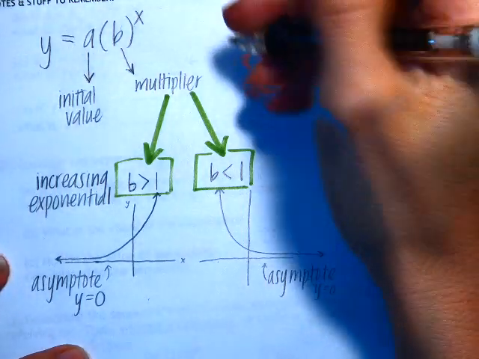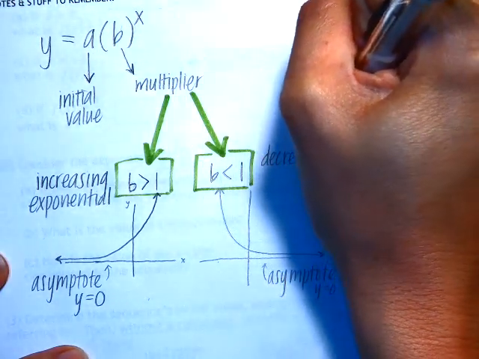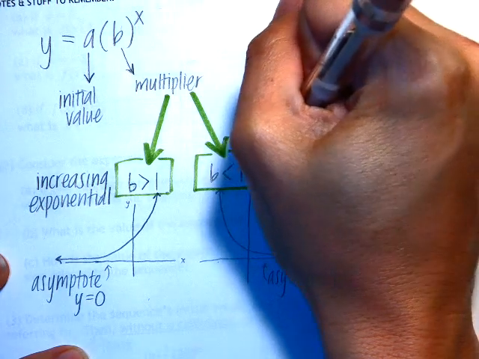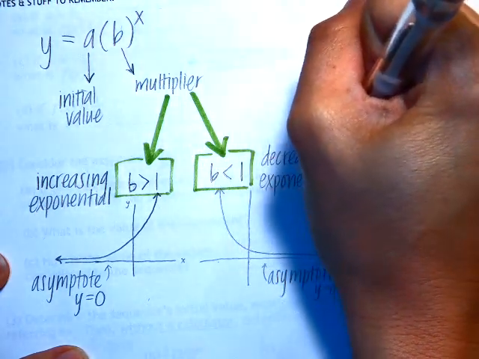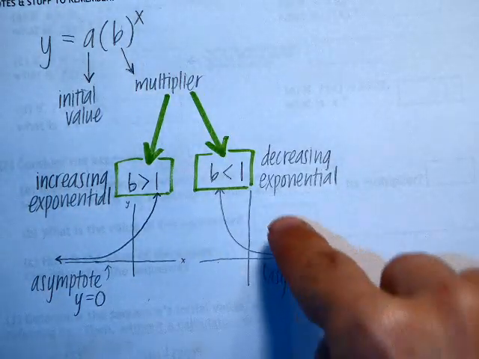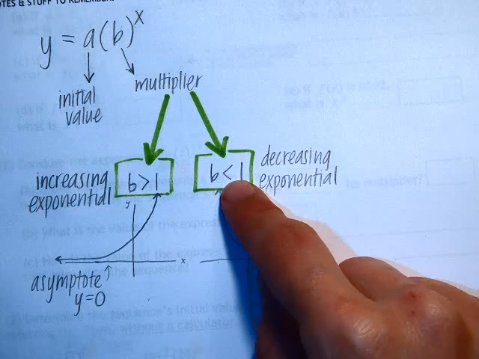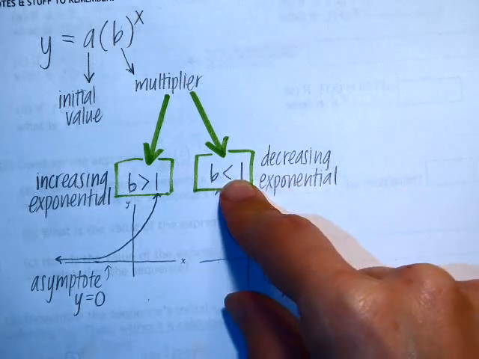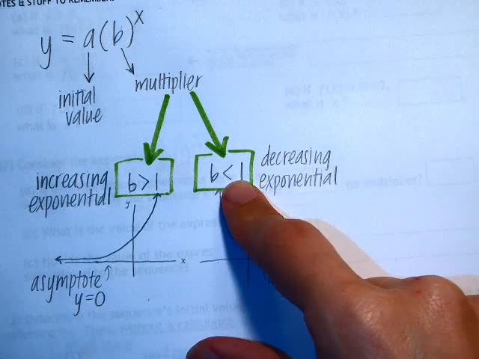By contrast, the other situation, where the multiplier is less than 1, would be called a decreasing exponential. That one's a little bit harder for people to think about, so an example might help. Think about what would happen if you have a multiplier less than 1, like a half. Multiplying by a half is the same as dividing by 2. So picture a pattern, like say I started with 100.